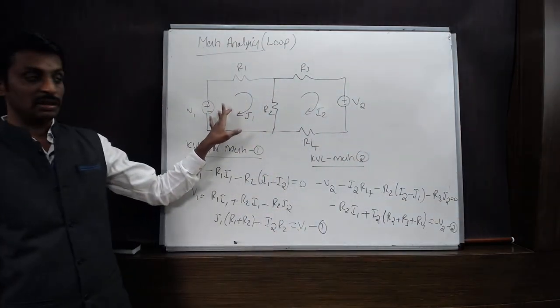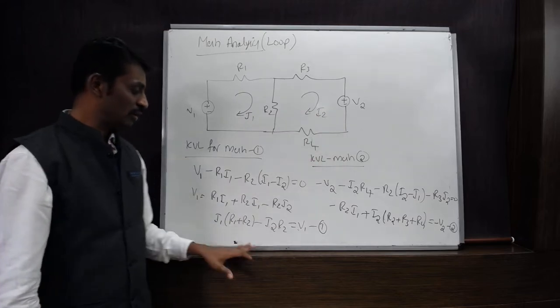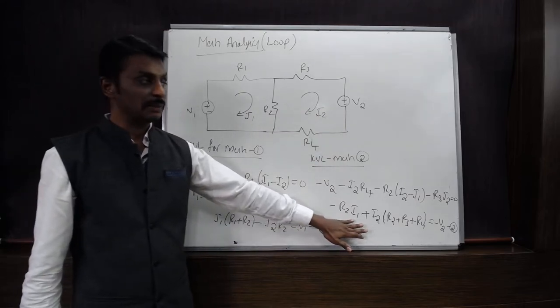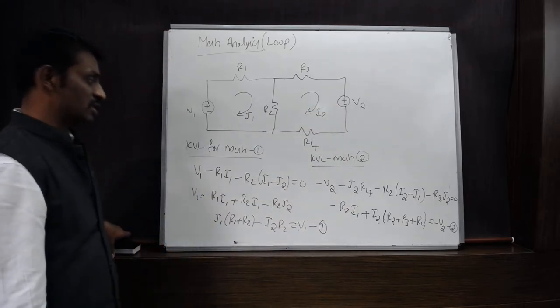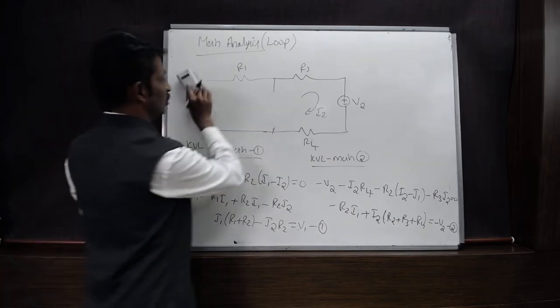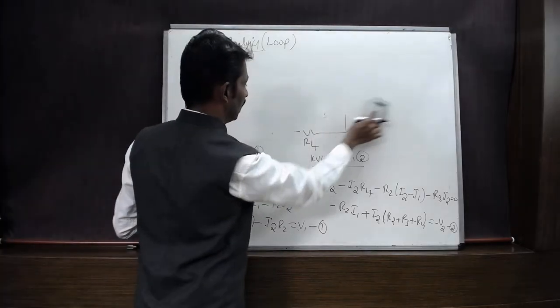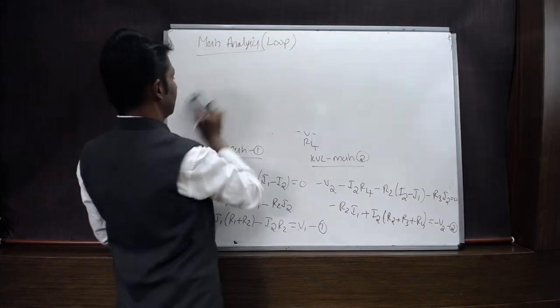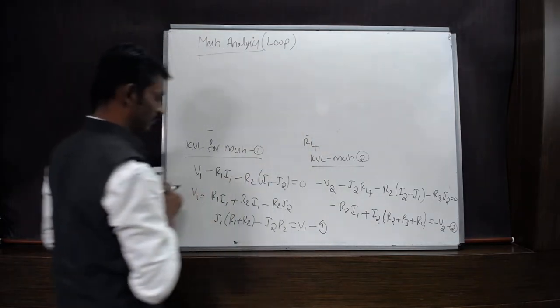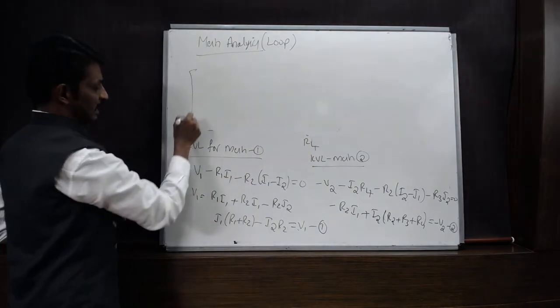So we applied the KVL for mesh 1 and mesh 2, and we got equation number 1 and 2. Let us represent these two equations in the matrix form so that we can find the values for I1 and I2 by using Cramer's rule or by using the calculator. So write in the matrix form.